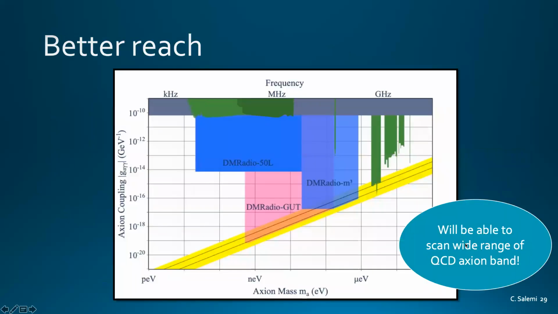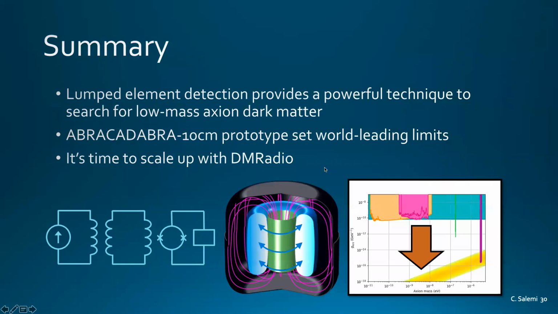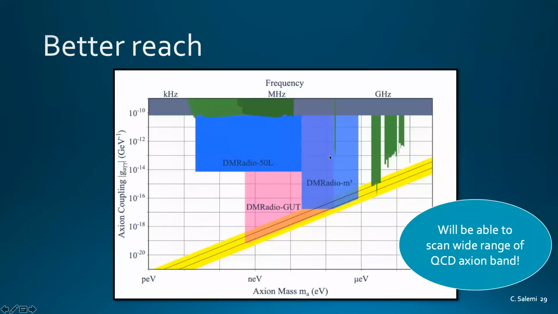So this is the reach that we expect from the DMRadio program. DMRadio 50 liter will not be able to reach into the QCD band, but it will be able to probe axion-like particles over a very wide range of masses. Meter cubed will be at higher masses, and it will be able to go all the way down through the QCD band. And then DMRadio GUT will be in the QCD band all the way to these low masses.